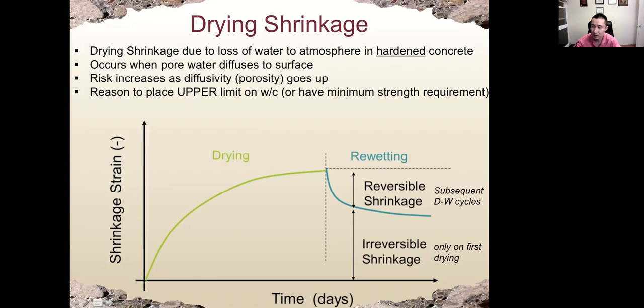The curve here shows us how the dry shrinkage will increase over time. If we re-wet the concrete, some of the shrinkage is reversible, as you can see from here. But some of the shrinkage is irreversible. The reason for this irreversible shrinkage is that when shrinkage happens, we have some permanent deformation due to slippage of CSH sheets.